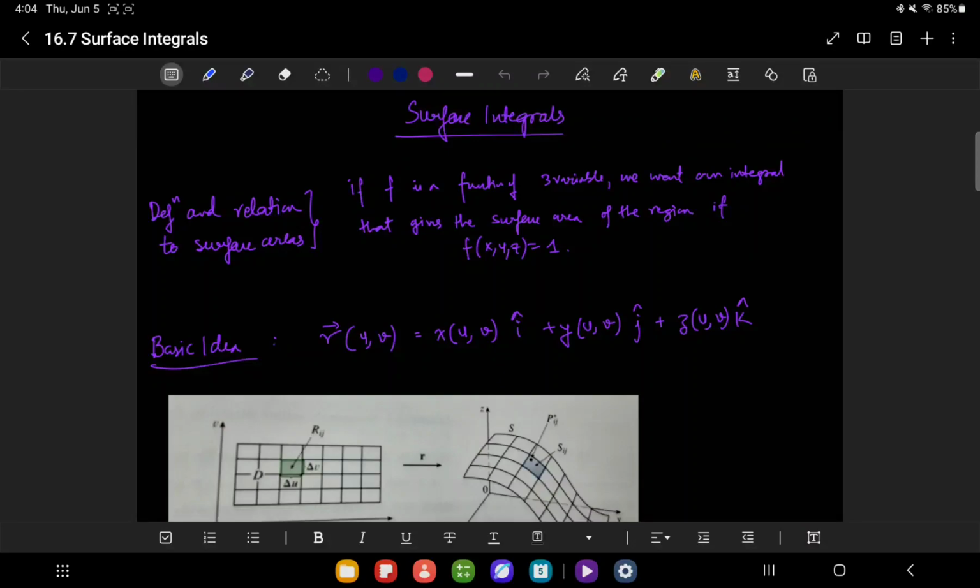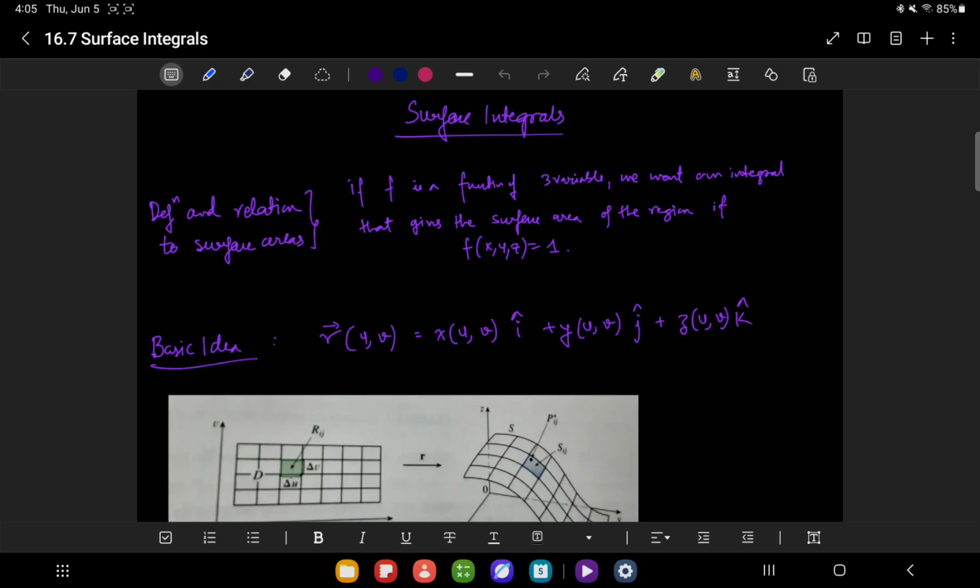Hi everyone, in this video we are going to learn about surface integrals, which are kind of your two-dimensional equivalent of the line integral. So if you recall, what line integral was that instead of integrating over an interval a comma b, we integrate over curves.